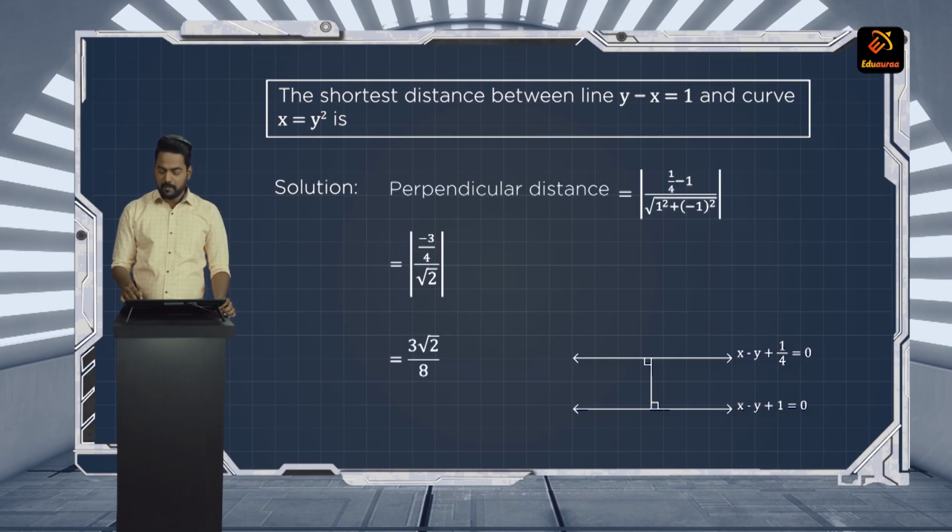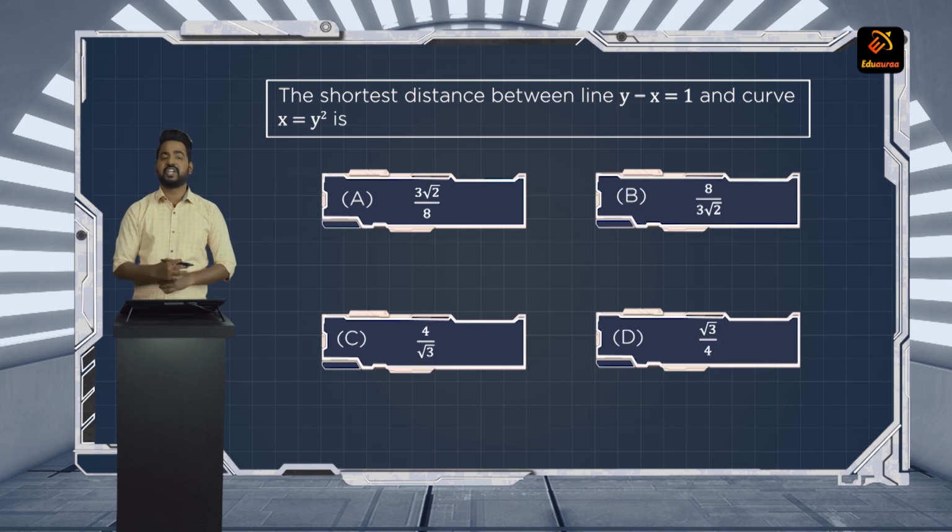But there is no option like this. So what I am going to do is multiply root 2 in the numerator and root 2 in the denominator. It will be 3 root 2 upon 8. So the option which correctly matches this is option A. Understood? Moving further to the next question.